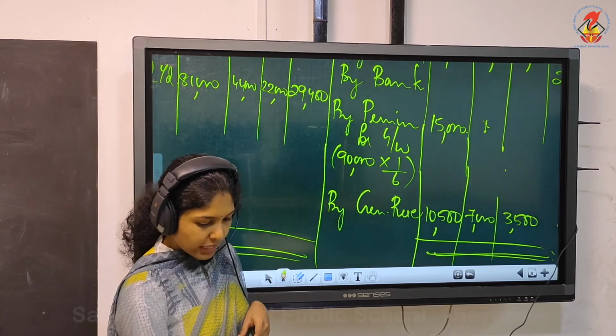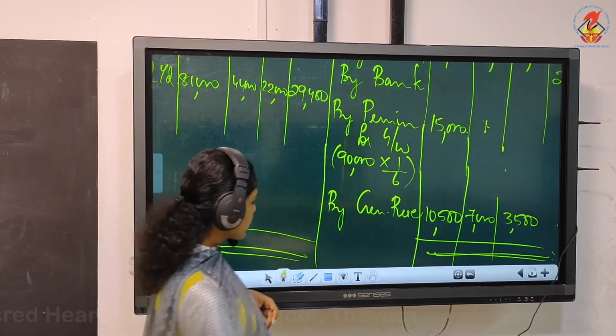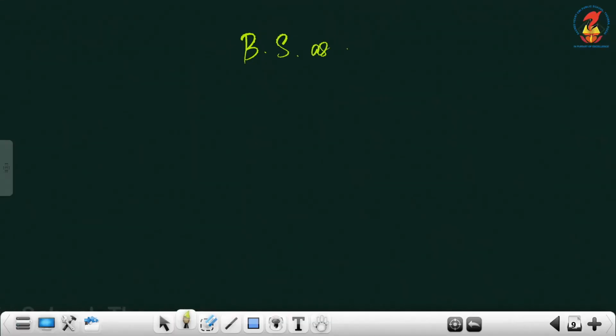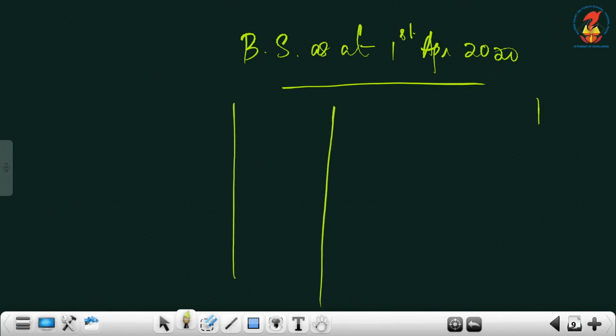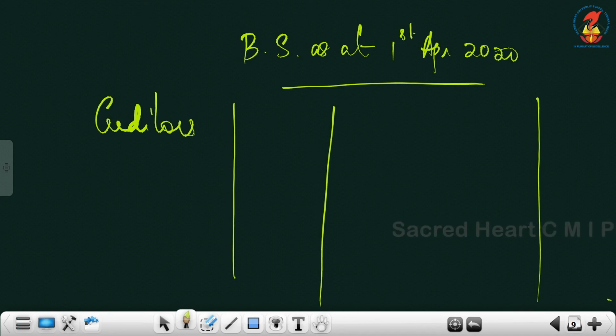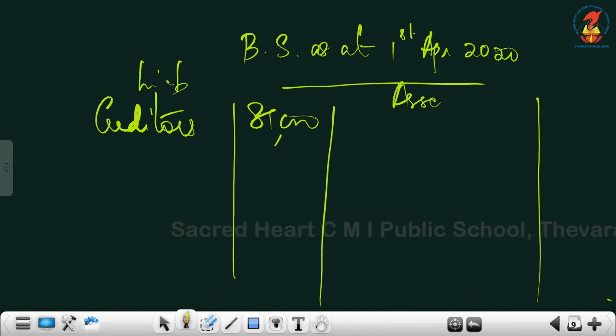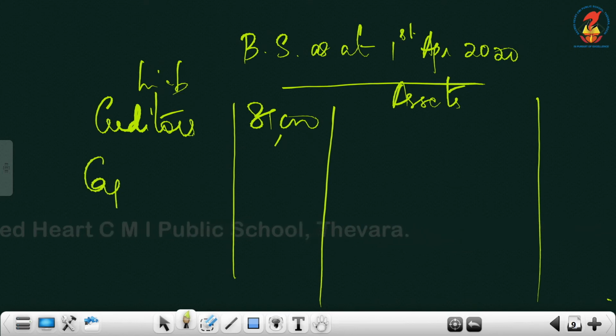Now we'll do the balance sheet also. The new balance sheet. You must write the date of admission of the new partner. Usually it is 1st April 2020. See your old balance sheet and the adjustments. In the old balance sheet, we have creditors. Creditors, there is no change, so just write the same. Then we have general reserve that we distributed already. Then you have capital accounts. The new capital balances you have to take.